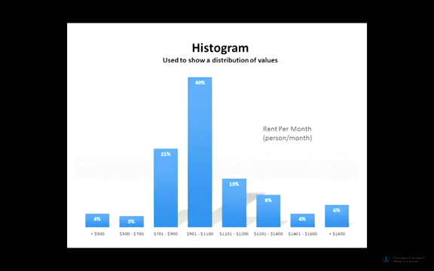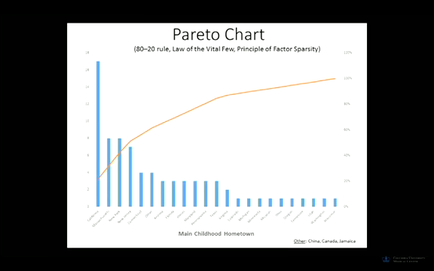So looking at lab turnaround time, that's a common use for a histogram. Like how long does it take me to get back my specimens and what can I learn from that? Pareto chart. So this is where we asked you your main childhood hometown. And you could see California, right? Wow. That's a long way from California. I didn't expect to see so many people, wildly, from California.